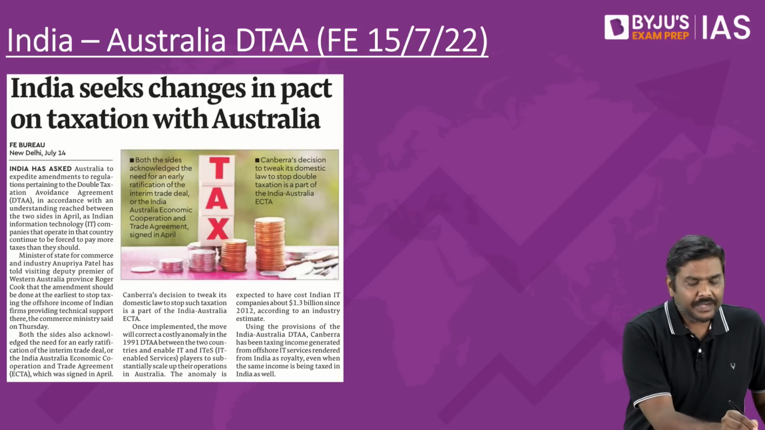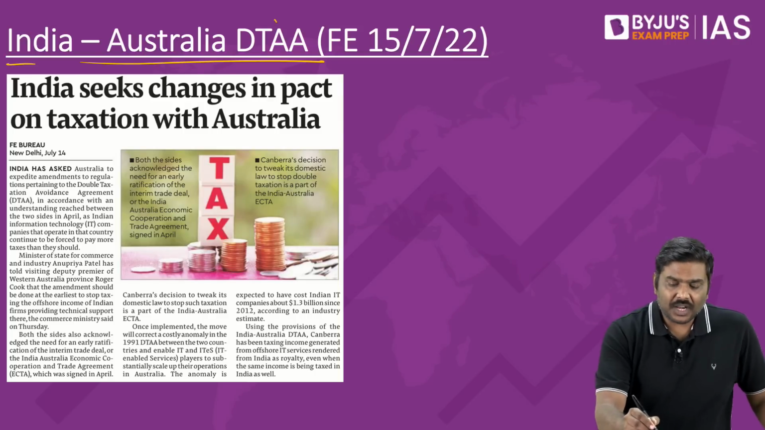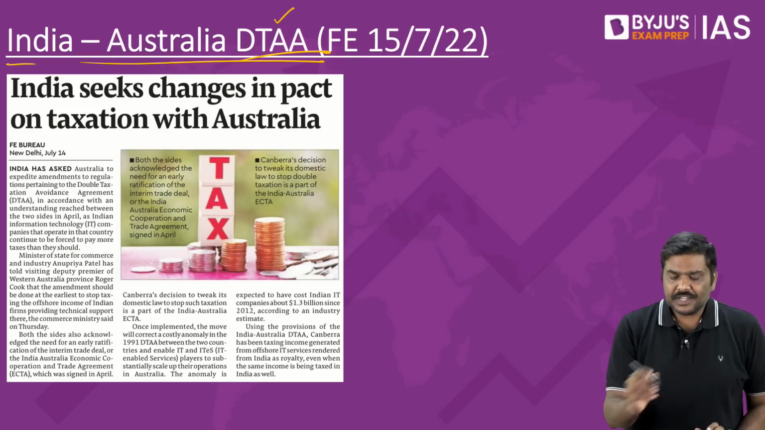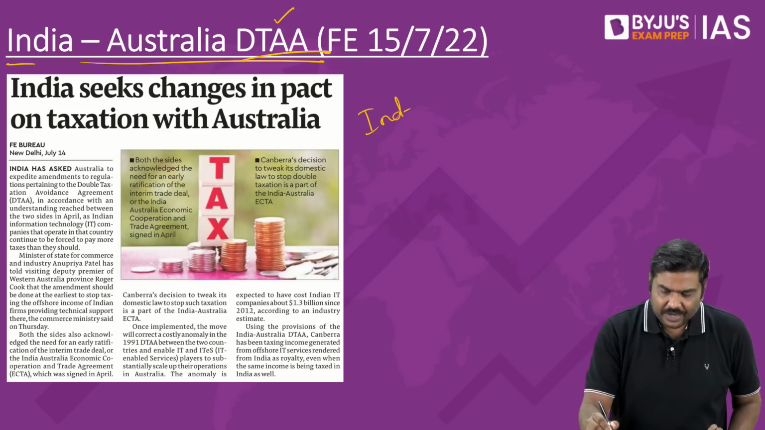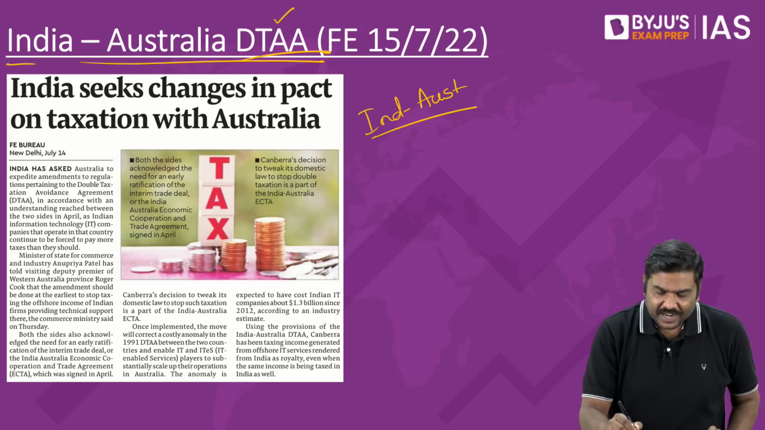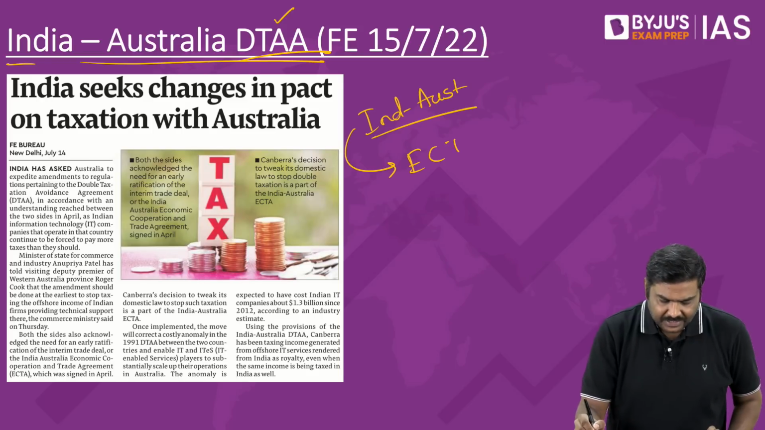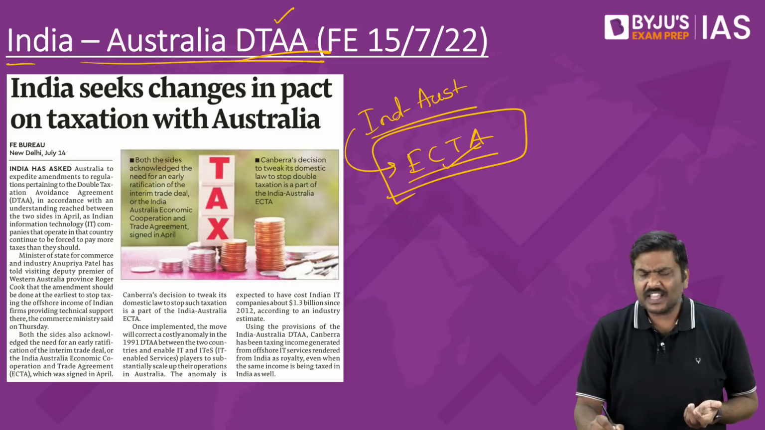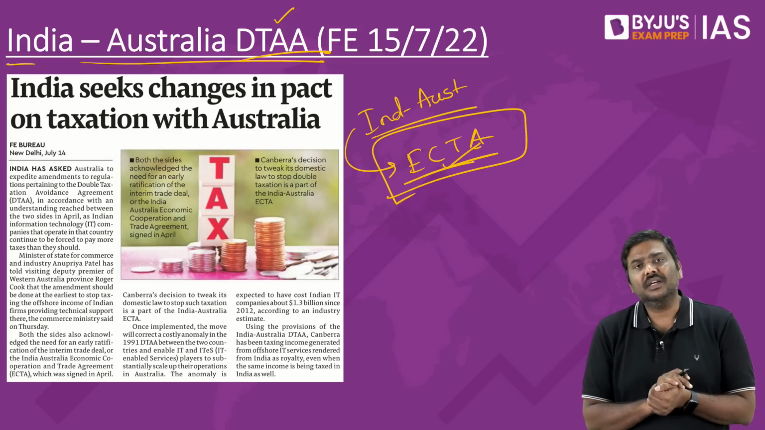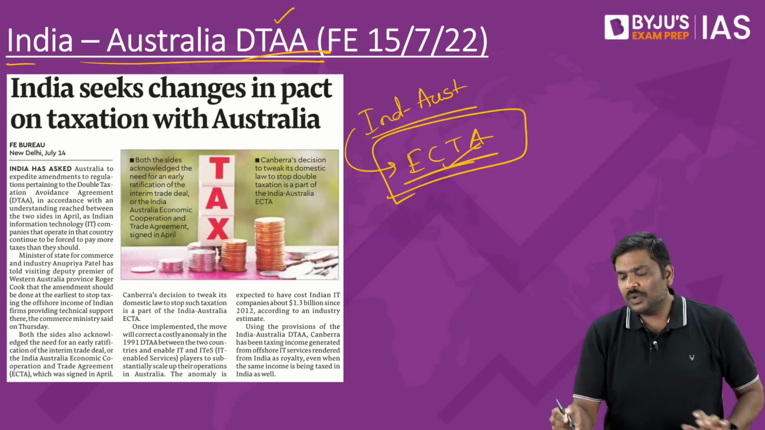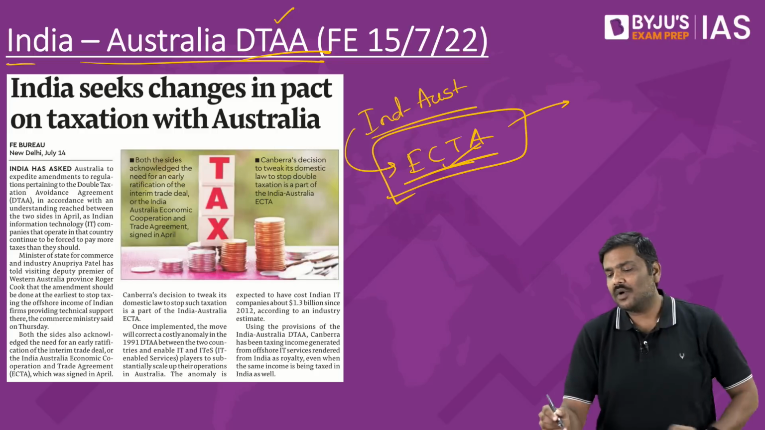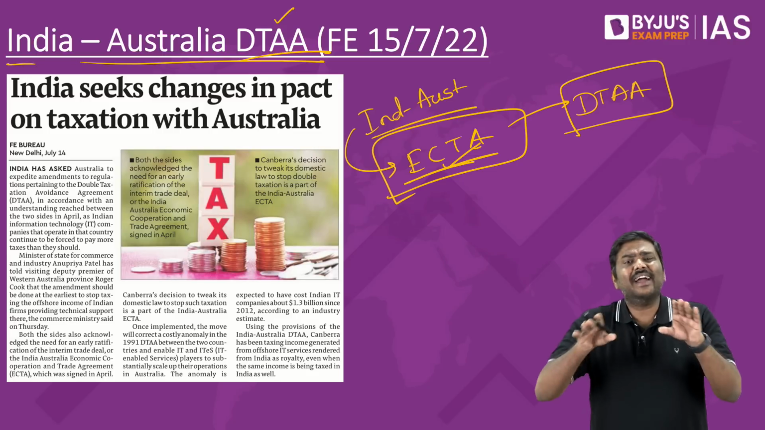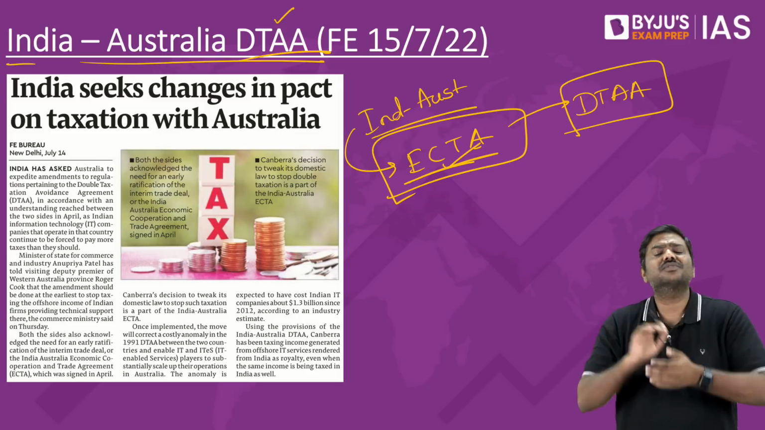Next article, India-Australia Double Taxation Avoidance Agreement. Certain important background points here. Earlier this year, India and Australia signed an agreement, ECTA. ECTA stands for Economic Cooperation and Trade Agreement. Under this particular agreement, one of the very important points that they focused on was amending the Double Taxation Avoidance Agreement, which was signed earlier between both India as well as Australia.